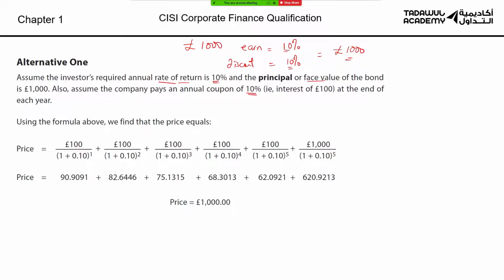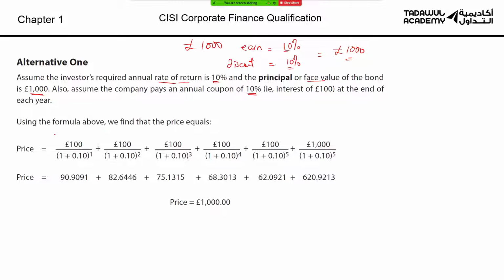In some cases, it's going to be £100. In this exam, if CISI doesn't mention in the question the nominal value, usually they do, assume that the nominal value is 100. Here, they mention that the nominal or the face or the par value is 1,000. So we just assume that it's 1,000.